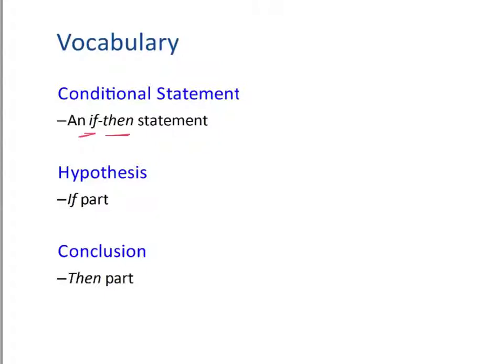The if part of a conditional statement is called a hypothesis. You see that in science experiments when you create a hypothesis before you start, and then at the end, once you apply all these properties and chemicals and whatnot into your lab, you draw a conclusion. That's the then part in math. So the hypothesis is the if part, the then part's the conclusion.